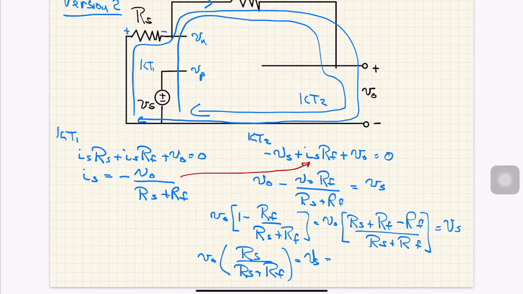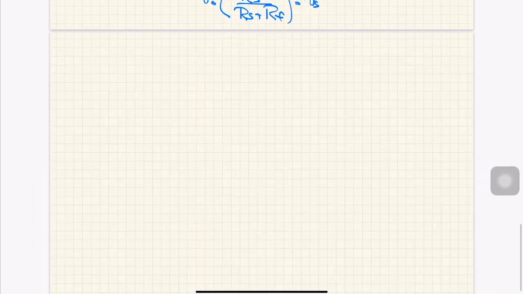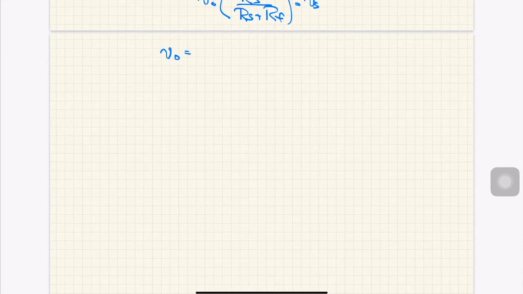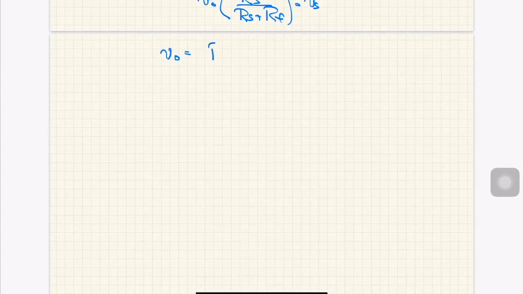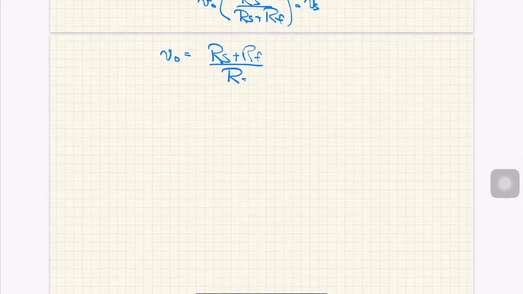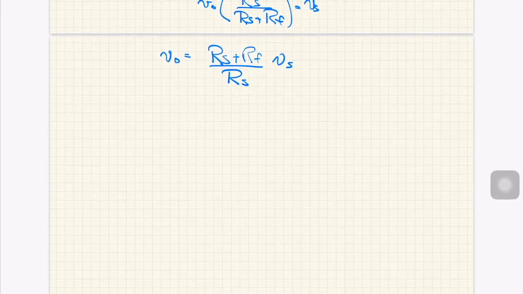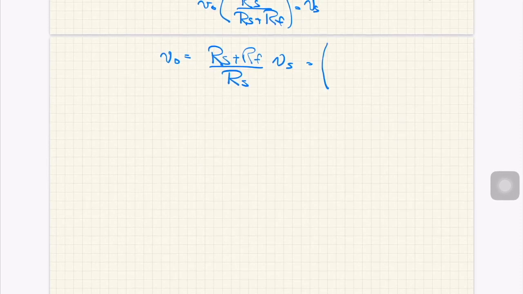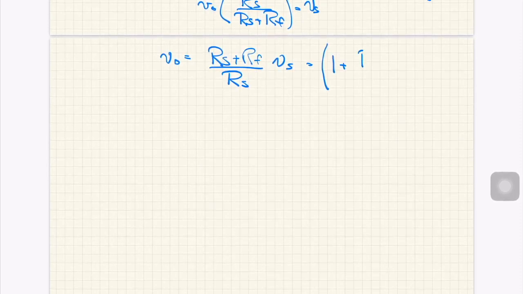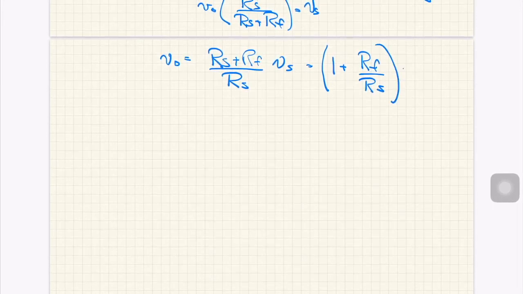and that in turn I can simplify further. Let's move down to another page here. That I can simplify further by saying that V0 is equal to, by cross multiplying, RS plus RF over RS times Vs, which still doesn't look quite like what we're used to seeing before, but then I recognize I can rewrite this even more and say that's actually 1 plus RF over RS times Vs.